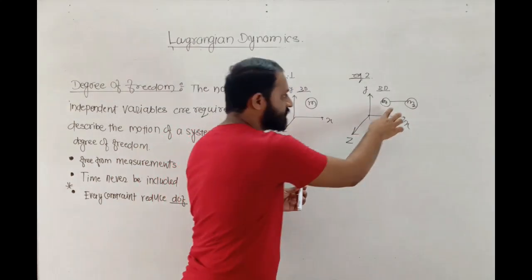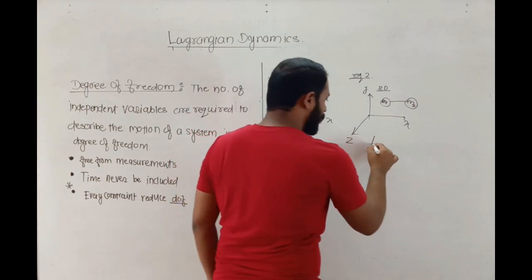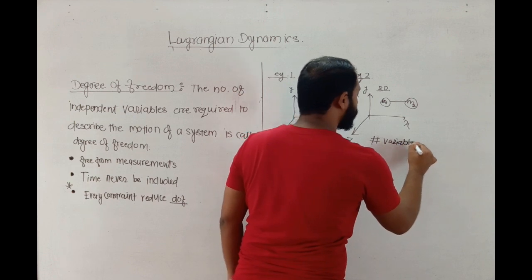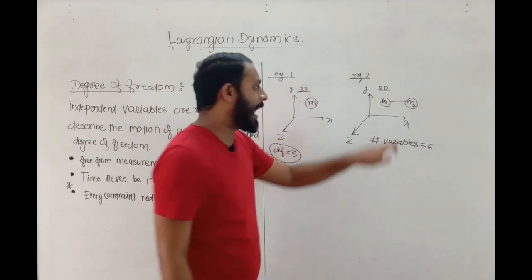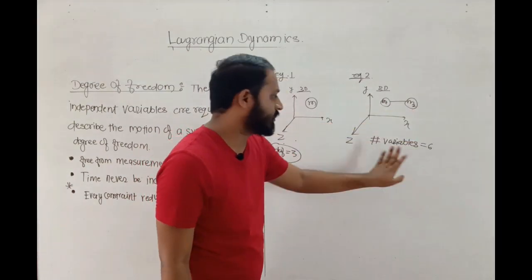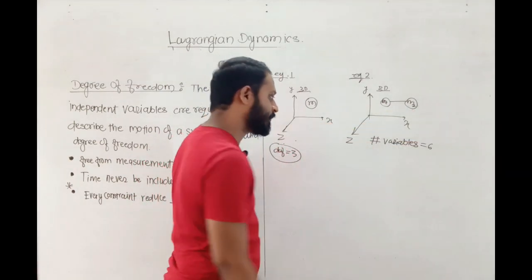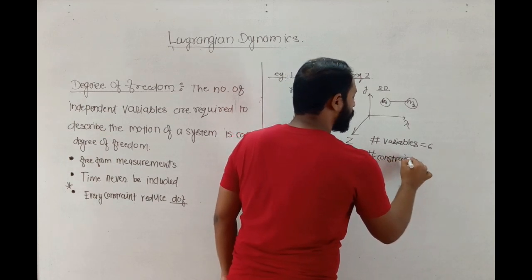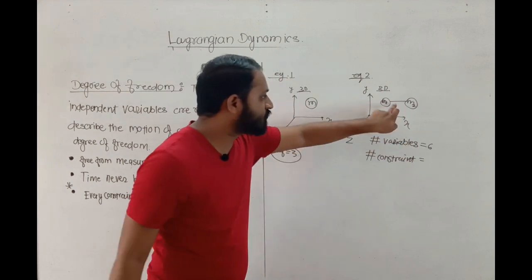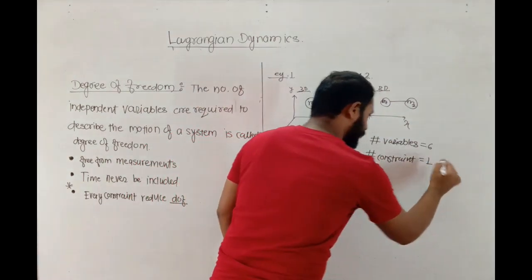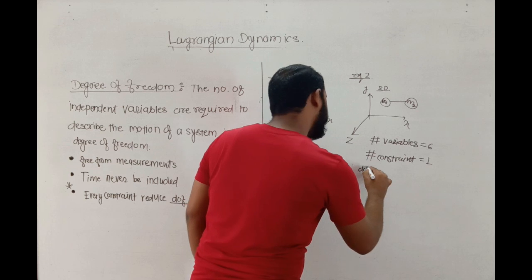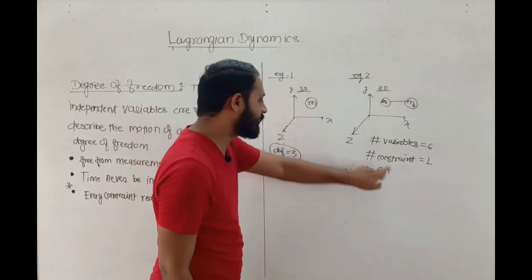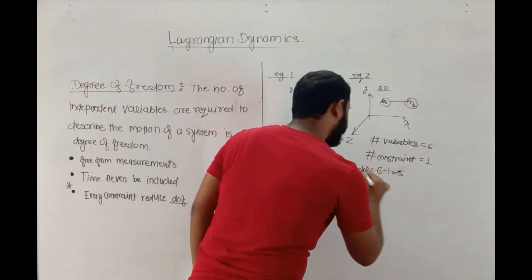Now see, there is a constraint. Total number of variables is how many? 6, because m1 requires 3 and m2 requires 3. Number of constraints is how many? This is one constraint, 1. Therefore degree of freedom is nothing but 6 minus 1, that is the number of variables minus the number of constraints, 5.